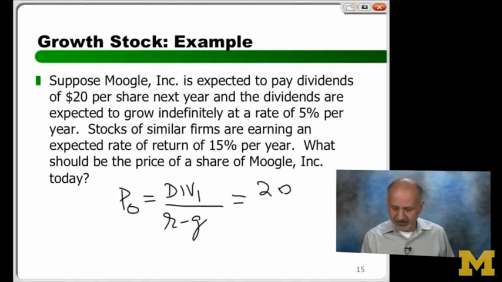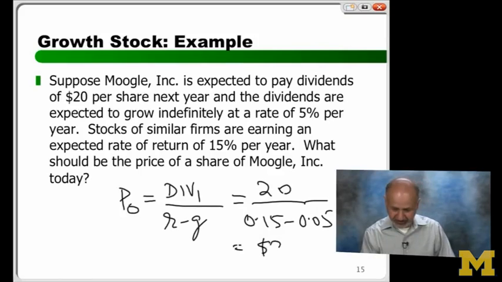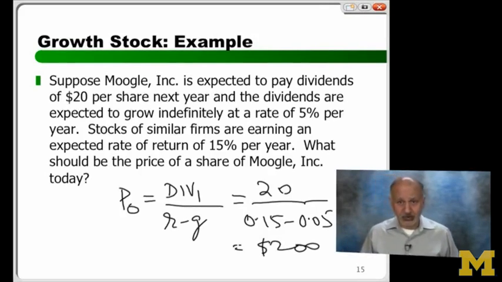The first number is 20. The R minus G is what? 0.15 minus 0.05. Look how I've chosen numbers very neatly. What's the answer to this? 200. So the price of Moogle should be $200. Why? Because div 1 is 20 over 0.15 minus 0.05.